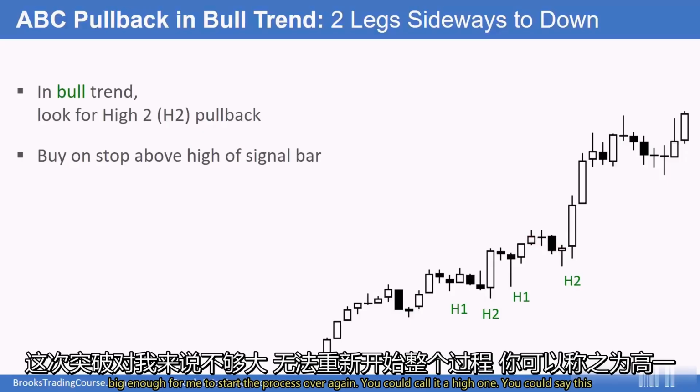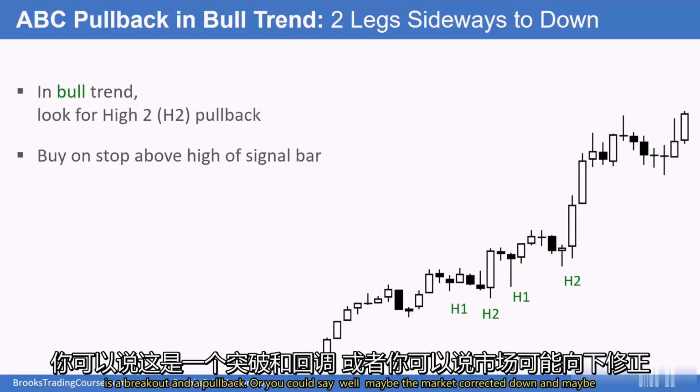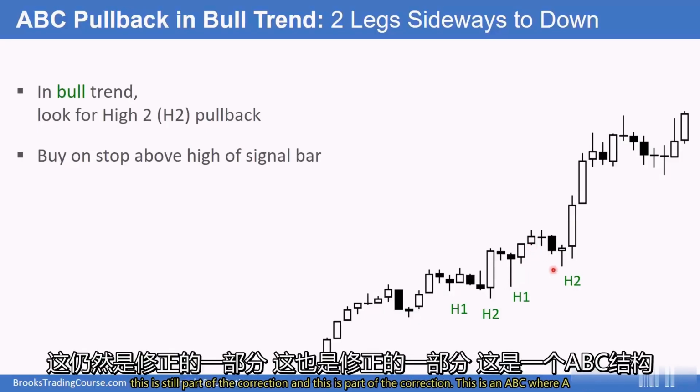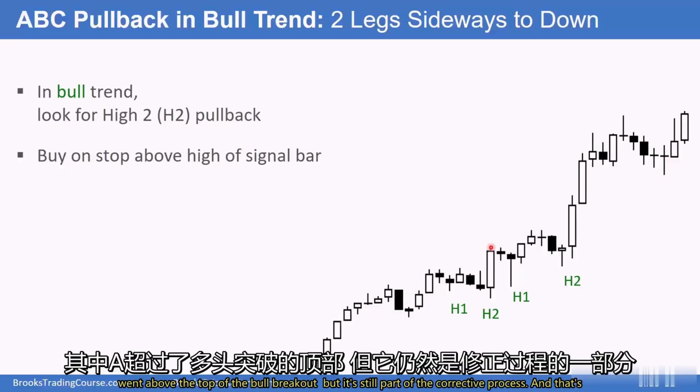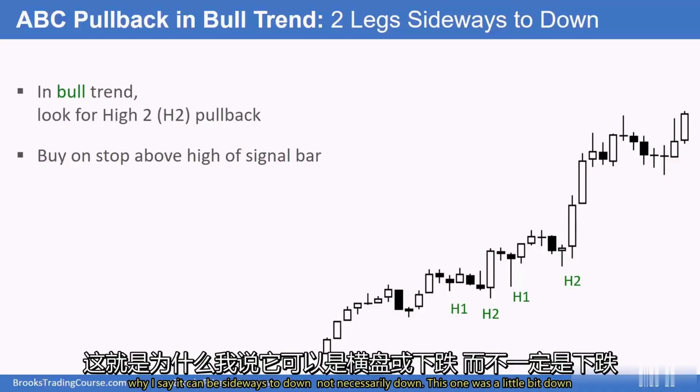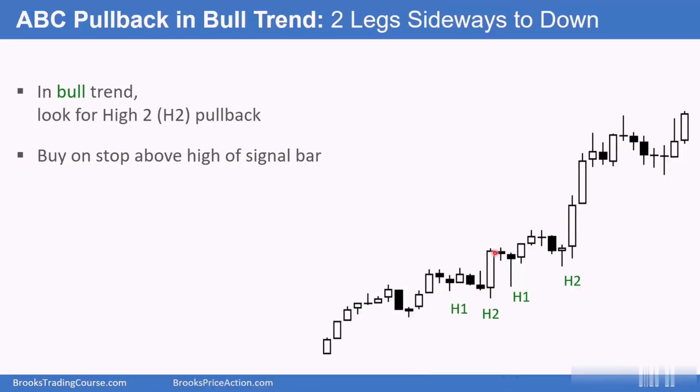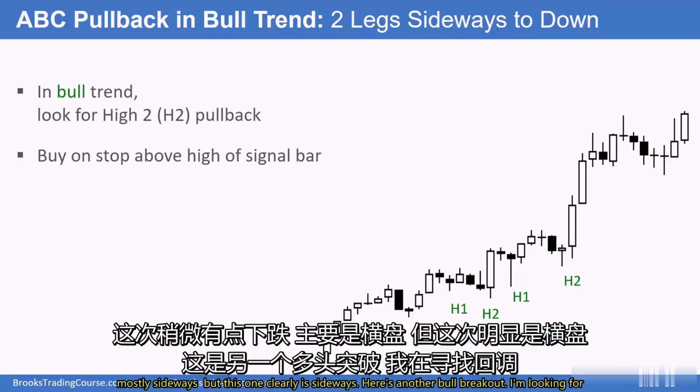You could call it a high one. You could say this is a breakout and a pullback. Or you could say, well, maybe the market corrected down and maybe this is still part of the correction and this is part of the correction. This is an A, B, C, where A went above the top of the bull breakout, but it's still part of the corrective process. And that's why I say it can be sideways to down, not necessarily down. This one was a little bit down, mostly sideways, but this one clearly is sideways.